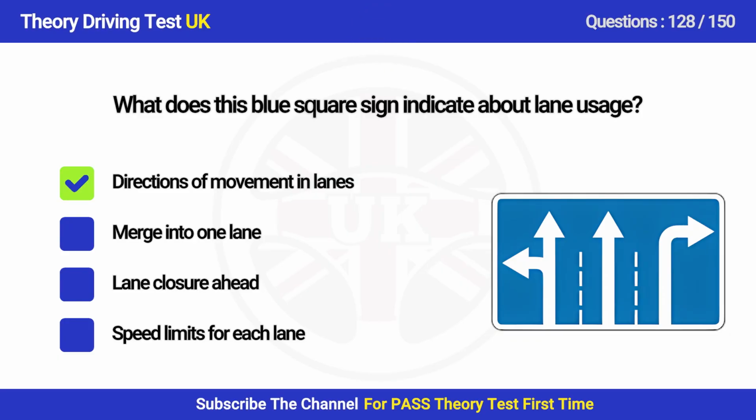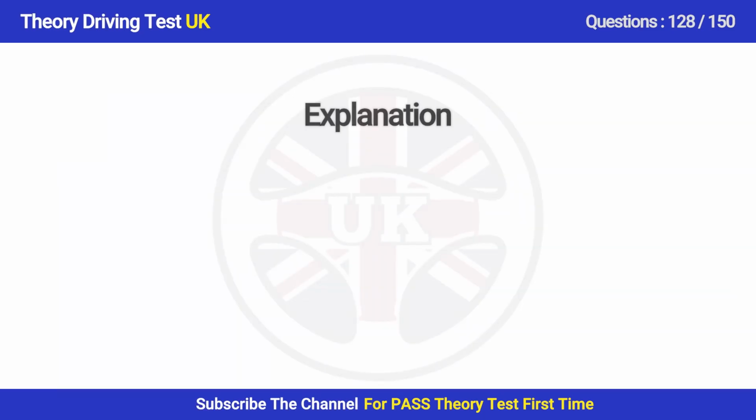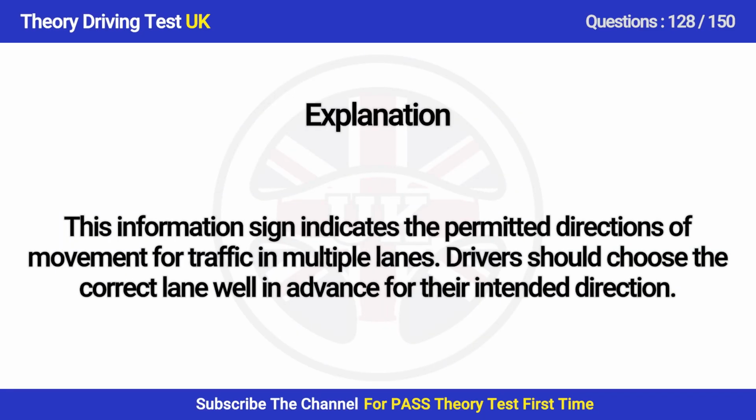Answer is A. Direction of movement in lanes. This information sign indicates the permitted directions of movement for traffic in multiple lanes. Drivers should choose the correct lane well in advance for their intended direction.